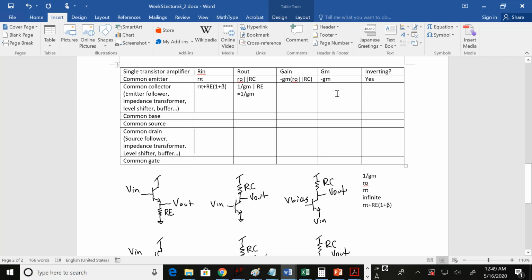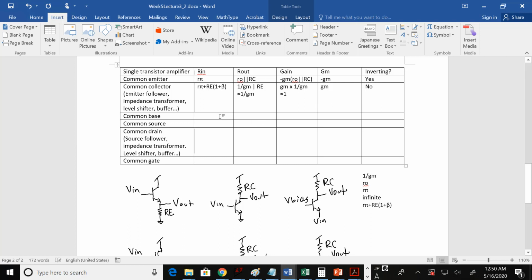And then your GM, since there are no extra resistors over what the circuit is. This RE is below the emitter, but it's not degeneration. It's part of the circuit itself. And then your gain is your big GM times your R out, which is 1 over GM, which equals approximately 1. Okay, and it's not inverting.